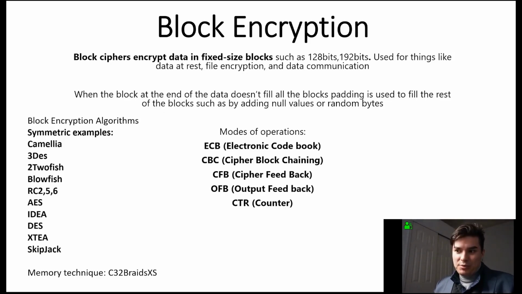Okay? Modes of operations that you typically see are electronic codebook, cipher block chaining, cipher feedback, output feedback, and counter mode. Now with these block sizes, you have to know the block size, the key size, and how many rounds there are in those encryptions.